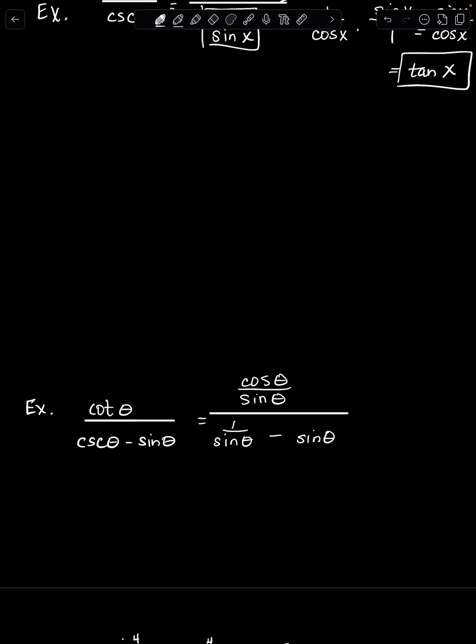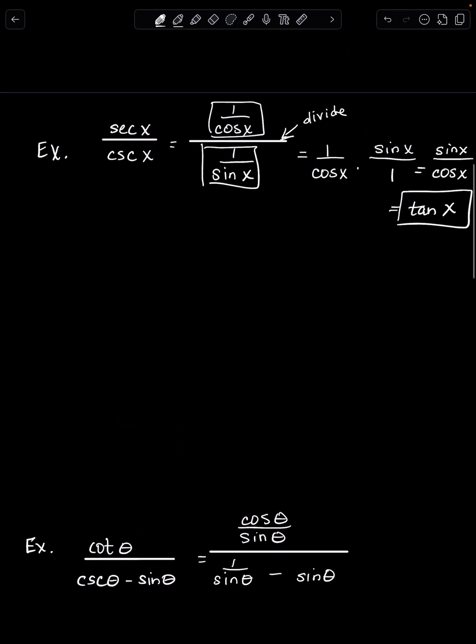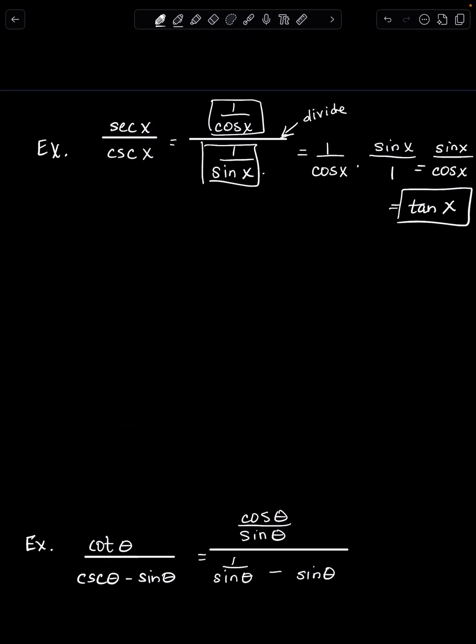And the easiest way to get rid of this complex fraction, now notice in the example above, I had one fraction over one fraction. Alright, so I could just divide, multiply by the reciprocal and be done.